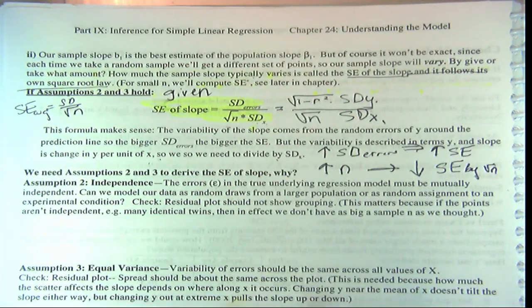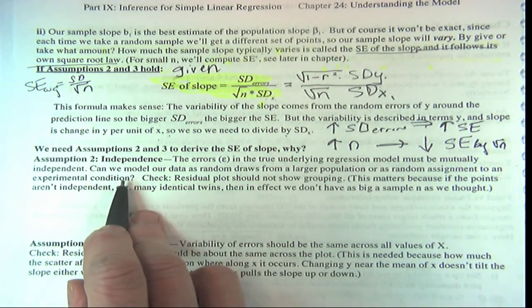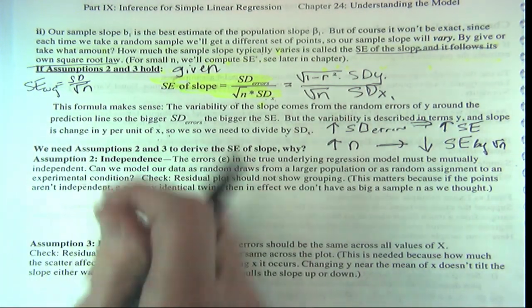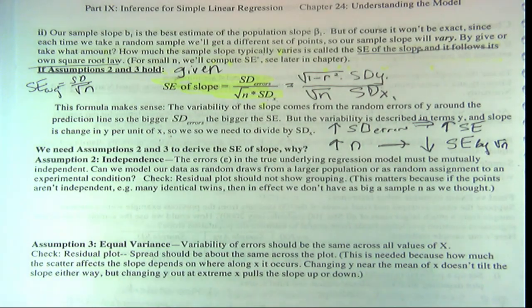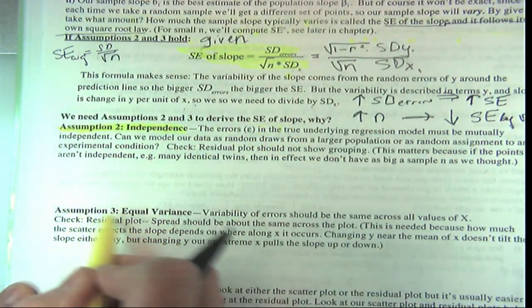Okay, so now we need these two assumptions to do what? To calculate the standard error of the slope. So let's look at these. So the next two we're going to look at, we need them for the standard error of the slope.